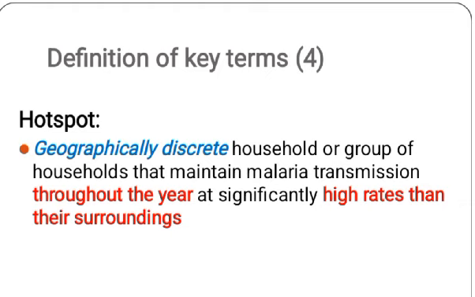Definition of key term. Hot spots: geographically discrete households or groups of households that maintain malaria transmission throughout the year at significantly higher rates than their surroundings.